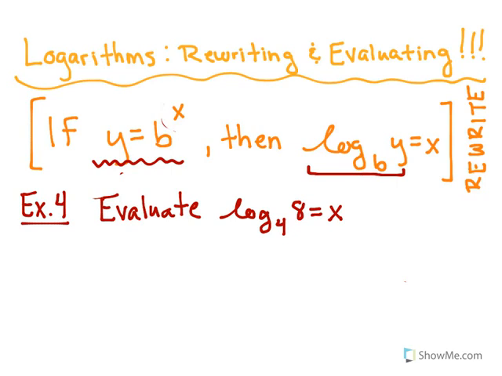So I need y equals. So my y over here, my logarithm is the 8. So 8 equals. My base is a 4, and my exponent is going to be x. Now you have to be really careful right here because your answer is not 2. When you raise 4 to a whole number exponent, you're never going to get 8.